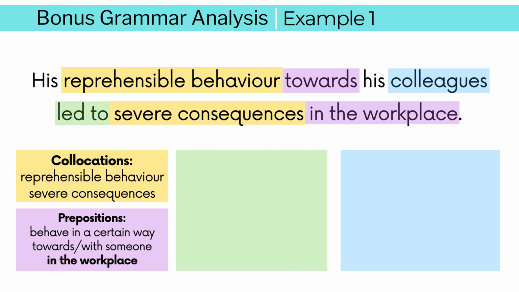And the next preposition is actually a prepositional phrase, because it's talking about the location where this is happening. So in the workplace, as opposed to at home. So prepositions are used to show the relationship between different elements in the sentence. In the first one, it is the relationship between the behavior and the colleagues. And now we're looking at the spatial relationship, the location of the consequences and the workplace.